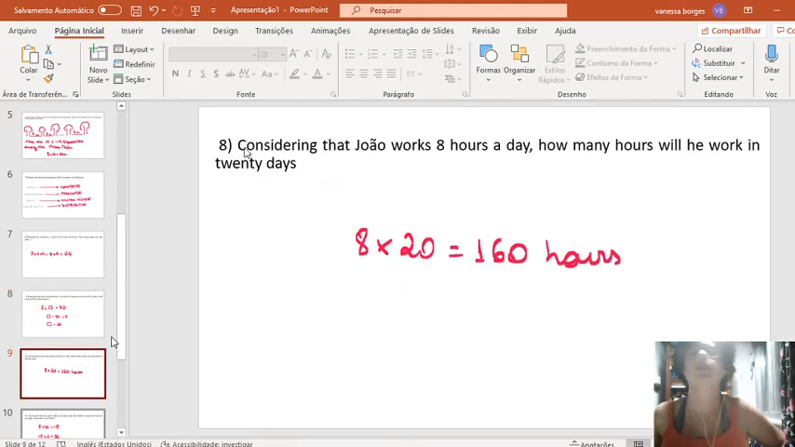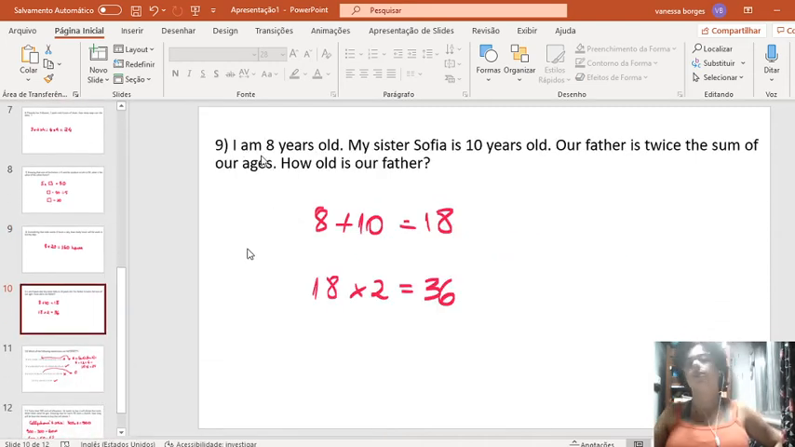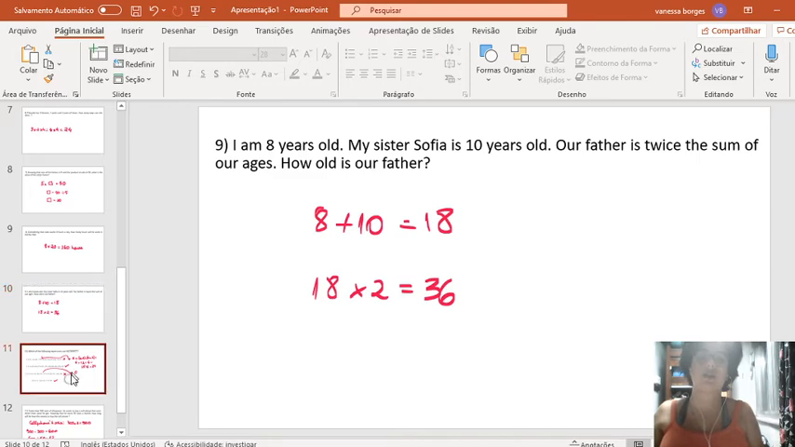Then, question 8. Considering that João works 8 hours a day, how many hours will he work in 20 days? I just have to multiply 8 times 20, 160 hours. The other. I'm 8 years old. My sister Sophia is 10 years old. Our father is twice the sum of our ages. How old is our father? So, the sum of our ages is 18. Then I have to multiply by 2, right? And this is going to give me 36.